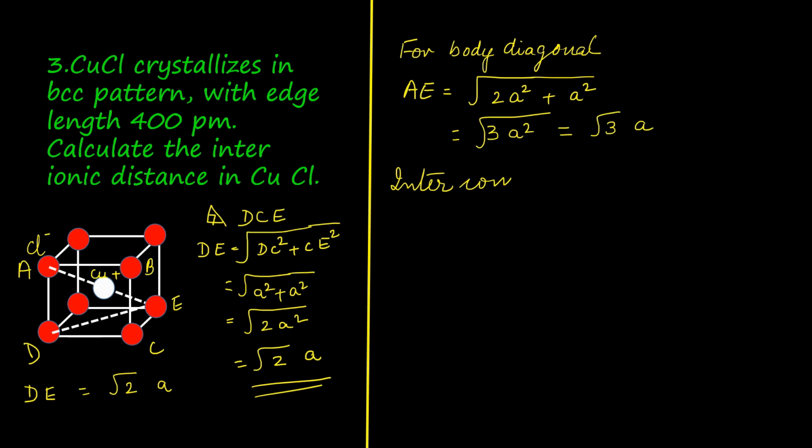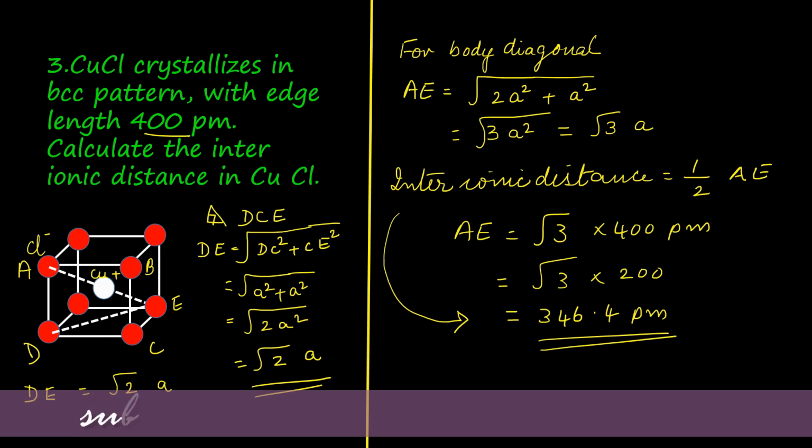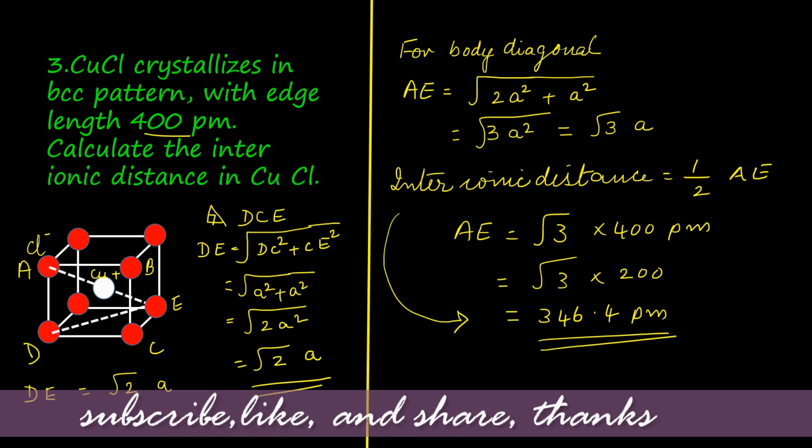From the diagram we can understand interionic distance is equal to half AE. Substituting for A, we get AE is equal to root 3 into 400 picometer. But interionic distance is half AE. So this becomes equal to root 3 into 200, which is equal to 346.4 picometer. So interionic distance is equal to 346.4 picometer.